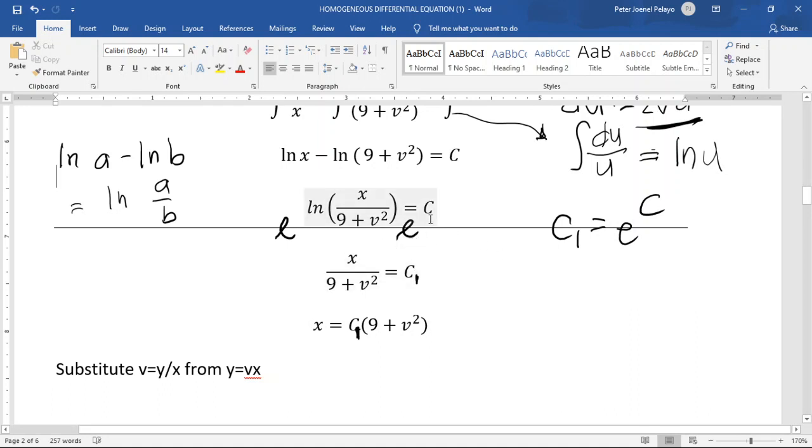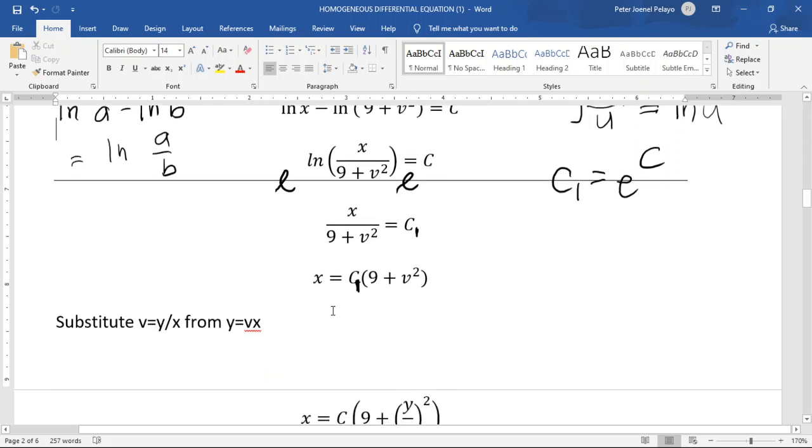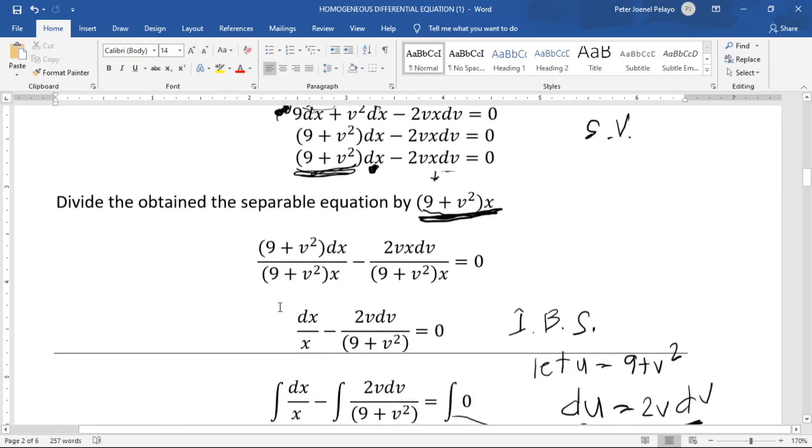E raised to a constant is still a constant. So, cross multiply. So what happens is x equal to c1 times 9 plus b squared, cross multiply. Of course, your initial problem is in the variables x and y, so the variables of your final answer should also still be x and y. Right? So, for this instance, we will bring back what we substituted.